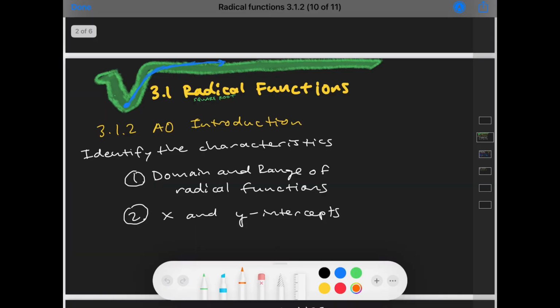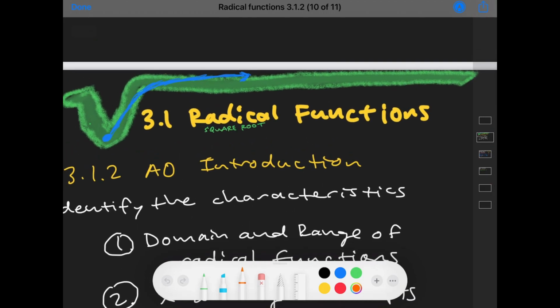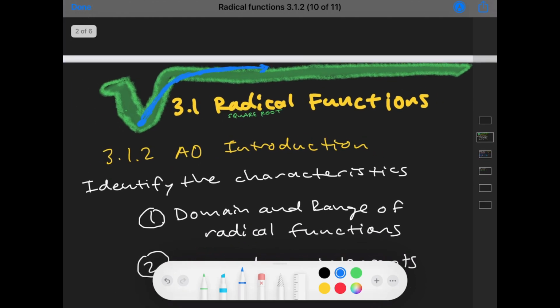Hey guys, I just wanted to go over chapter 3.1 in Carnegie about radical functions. Another name for radical functions is a square root. Here in the blue graph, this is actually a graph of what a square root looks like. And in green back there, that is a radical function. Some people think like surfing, that's radical.